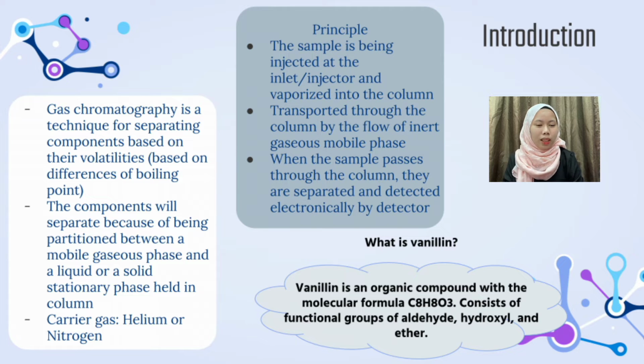What is vanillin? Vanillin is an organic compound with the molecular formula C8H8O3. This compound is a phenolic aldehyde which consists of the functional groups aldehyde, hydroxyl and ether.